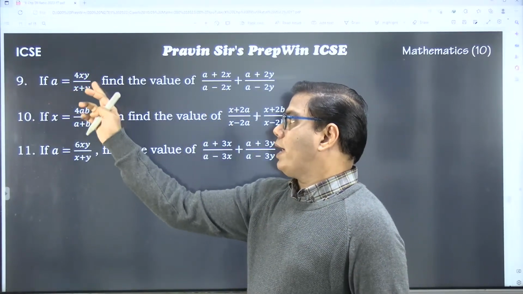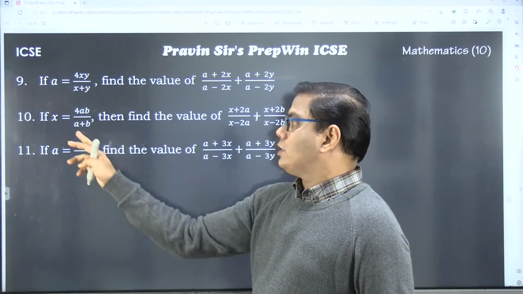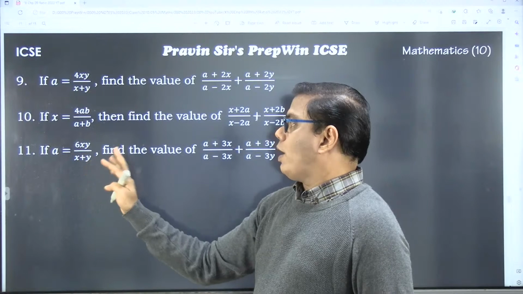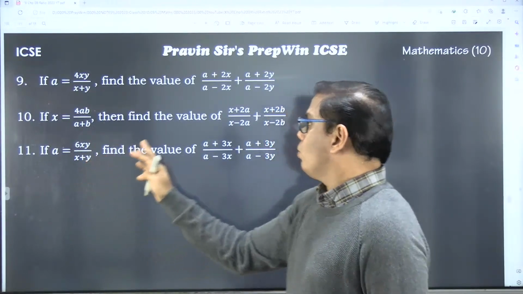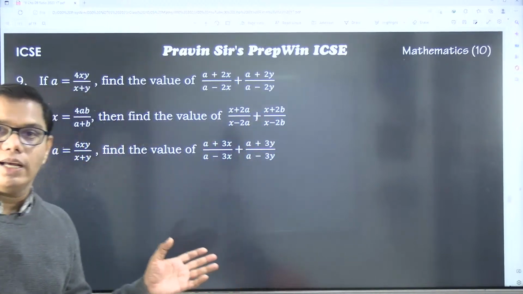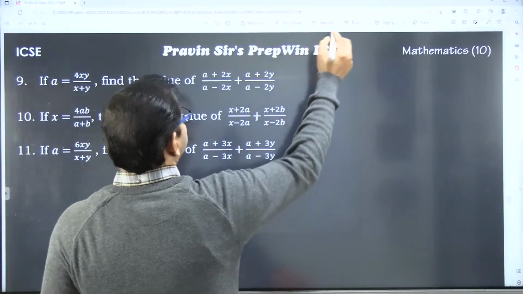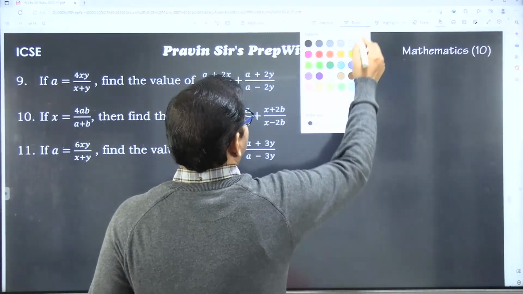A is equal to 4xy upon x plus y. X is equal to 4ab upon a plus b. A is equal to 6xy upon x plus y. And look at the right hand side. More or less, the method of asking the question is the same. So whatever the question is, ये special question है, इसको जरूर ध्यान देना.